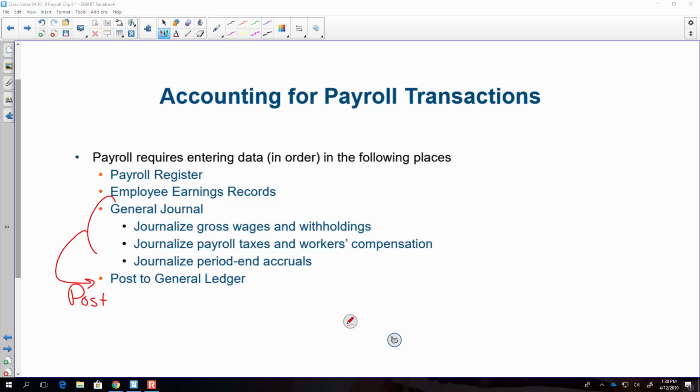Not only do we have to journalize these entries here, but we also have to then post them to the GL accounts. And it's been a while probably since we've done this, so I do have a review on how to properly post those entries from a journal to a ledger sheet. So that'll be found later in the review here.